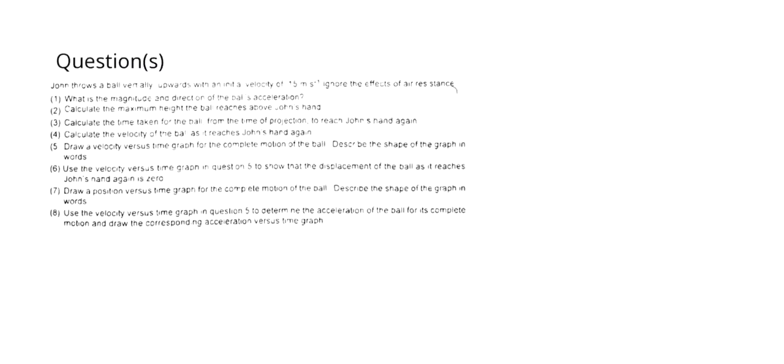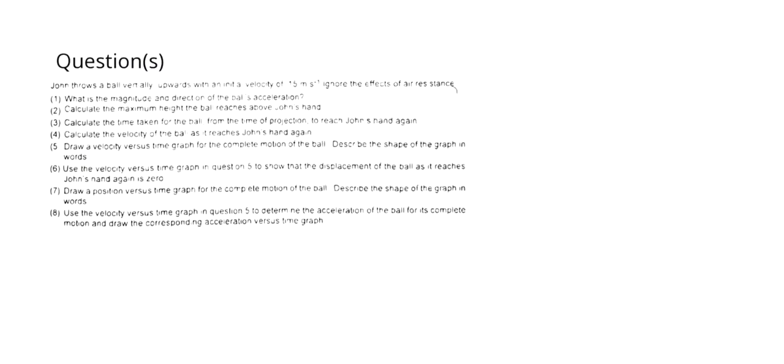So in this session, we'll basically be dealing with projectile motion, right? As you can see here, they're saying John throws a ball vertically upwards with an initial velocity of 15 meters per second. And then they're saying ignore the effects of air resistance.